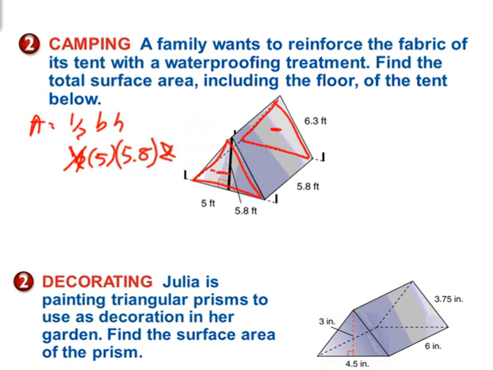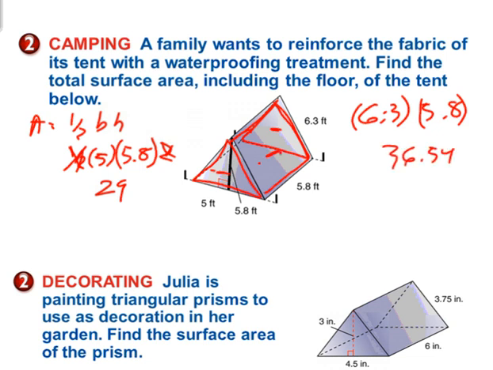That gives me 29. So 29 is the area of the 2 triangles. I've now got 3 rectangles. 2 of them are the same size, but the one on the floor is different. So I'm going to say the face, this side of the tent, would be 6.3 times 5.8. 6.3 times 5.8 gives me 36.54.